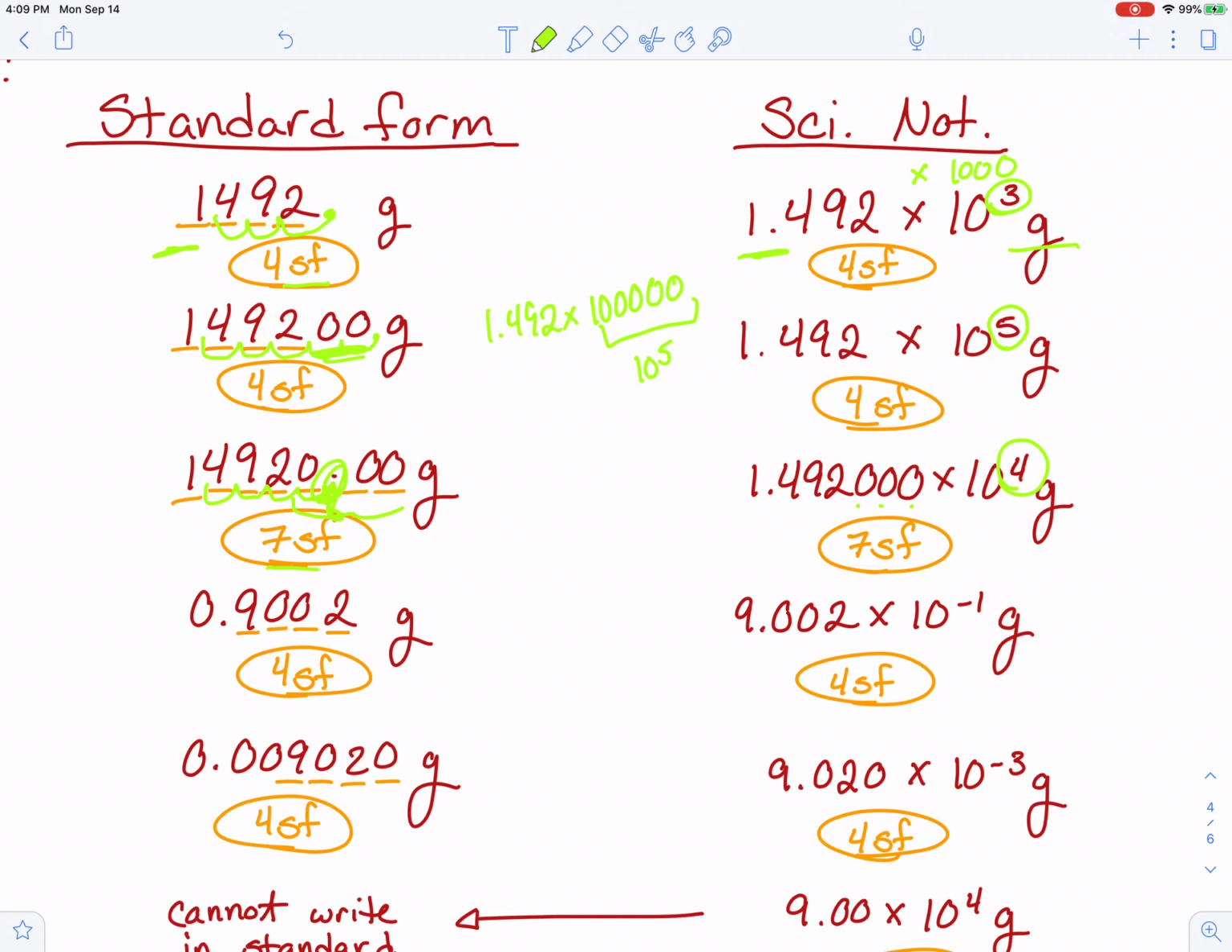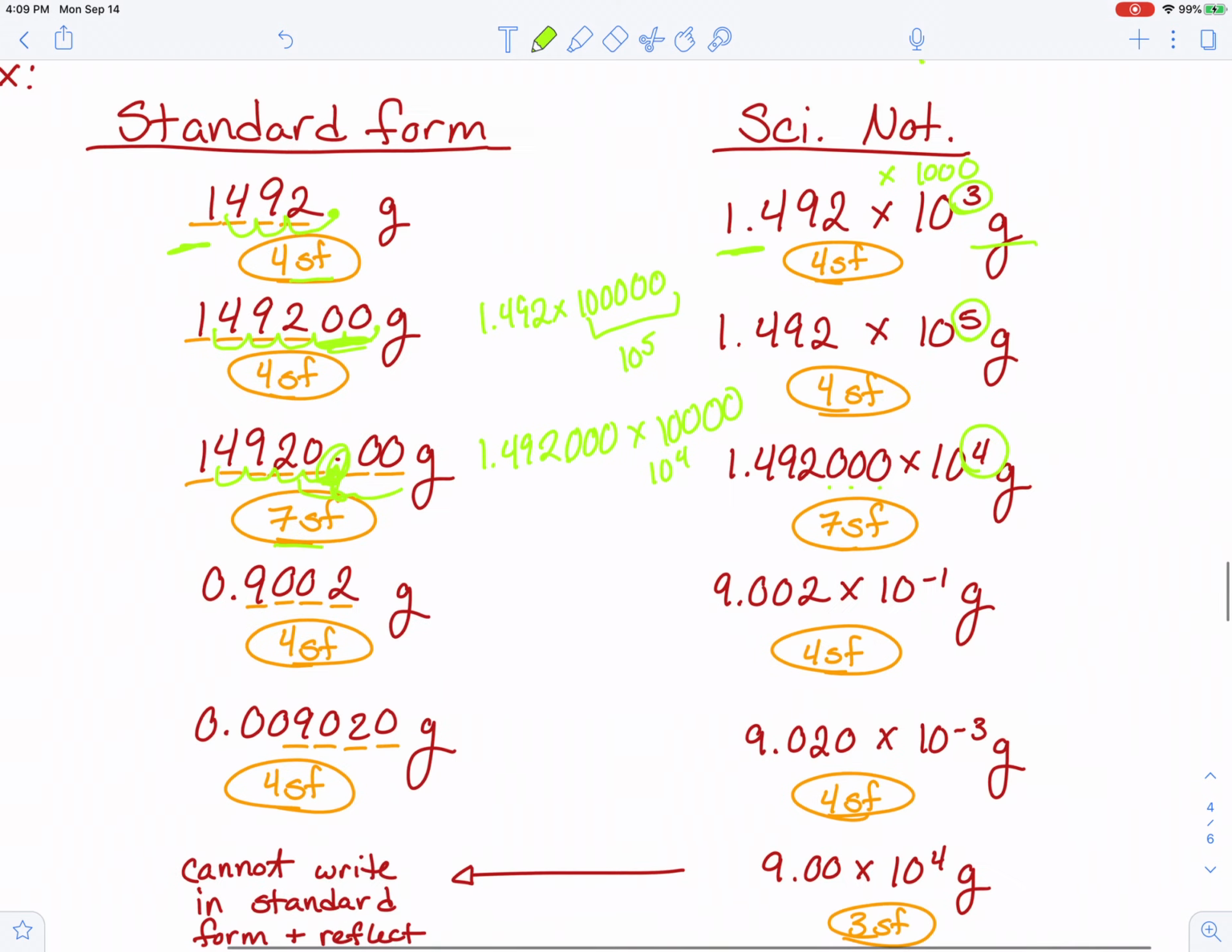Which makes sense because, again, this number is 14,920.00. So I would have to multiply this number by 10,000 to get it to be 14,920. And again, 10,000 is the same as 10 to the 4th.